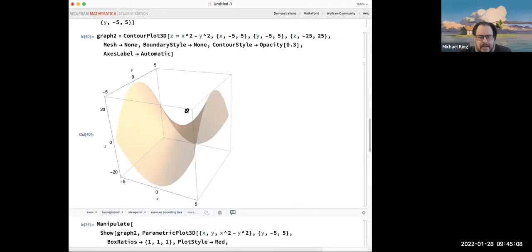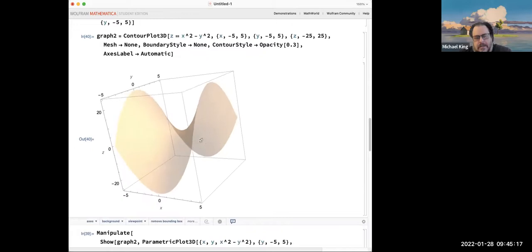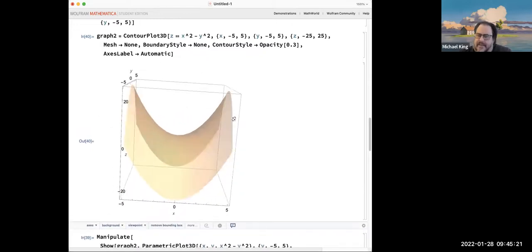In one direction, if you slice in one direction, we get these upward facing parabolas. If you slice in another direction, we get these downward facing parabolas. And this has a name. It's called a saddle. And it sort of makes sense, right? It looks like a saddle.